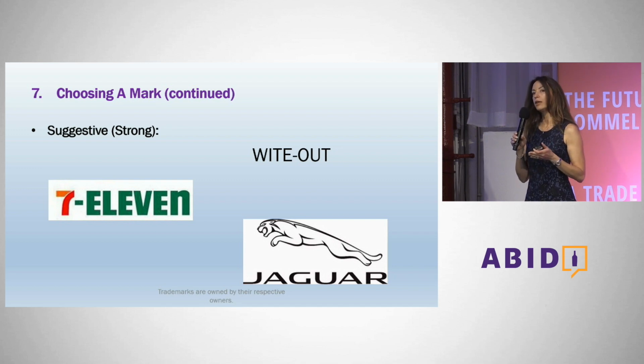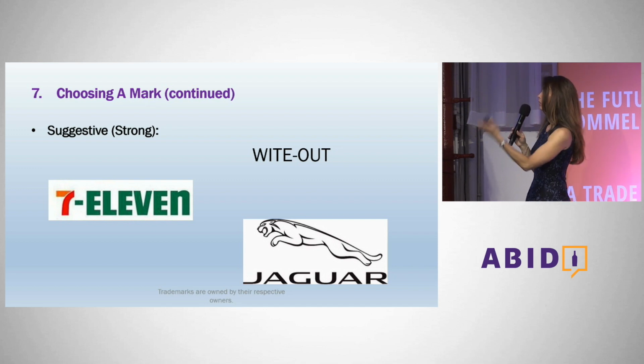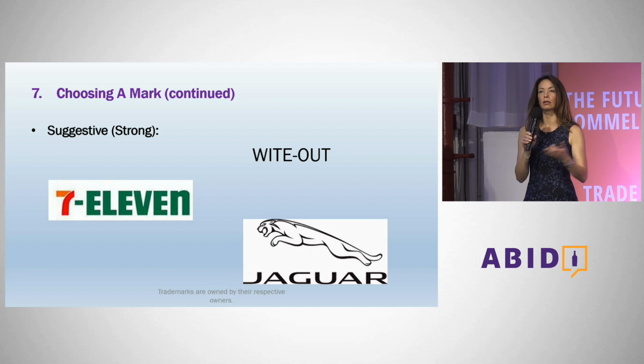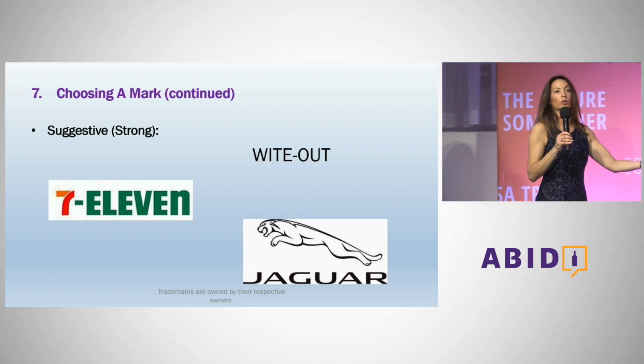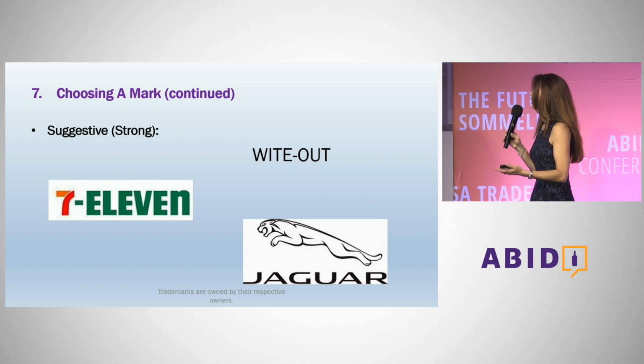Now 7-Eleven, the brand came about because the store was open from 7 a.m. to 11 p.m. So suggestive, right? It's giving you the hours of the convenience store, but they're not saying we're a convenience store. Take a look at Whiteout.